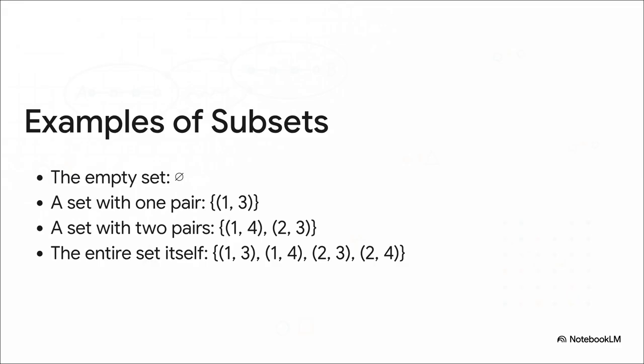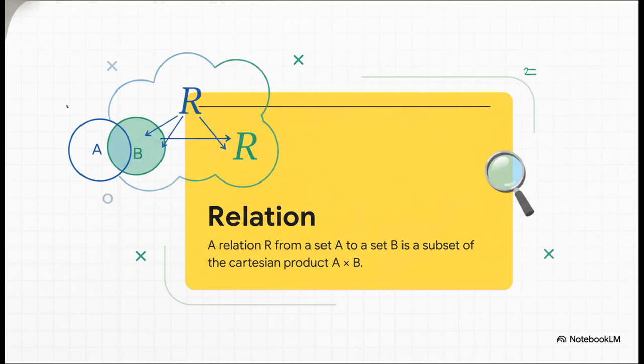It could be the empty set with none of the pairs. It could be a subset that has just one specific pairing in it. It could be a random combination of a few of them, or it could be the entire original set itself. Every single one of these 16 possibilities is a valid subset, and each of them has a very special name. Each one of those 16 subsets is formally called a relation.